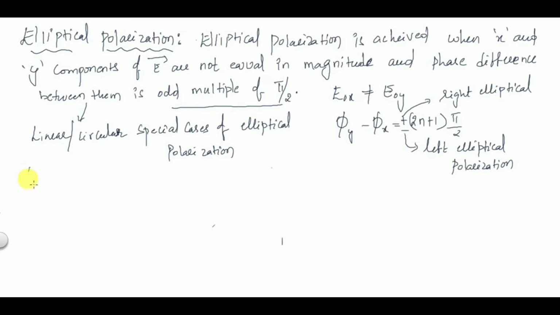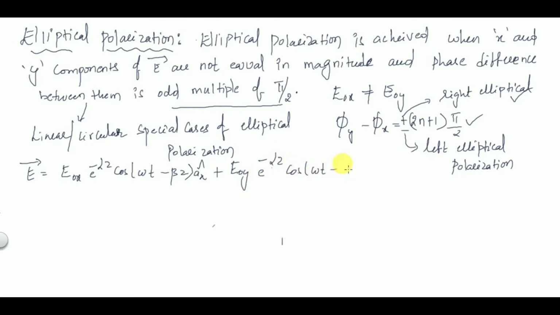So in this case, what will be E bar? If I take right elliptical polarization, that is, if you take plus, then E bar is EOX e power minus alpha z cos of omega t minus beta z ax cap plus EOY, because magnitudes are not the same, EOY only, e power minus alpha z cos of omega t minus beta z plus pi by 2 ay cap.